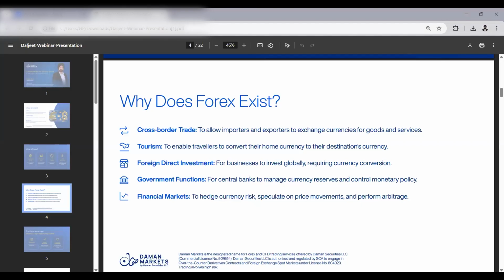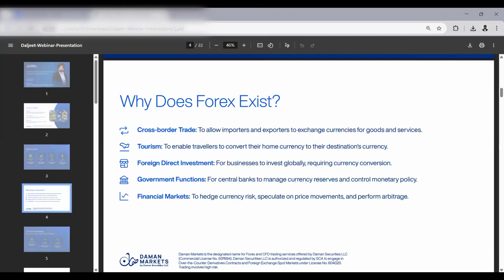When there is foreign direct investment, that is FDI, for any business to invest globally, forex is always required. Government functioning, for managing the central bank or reserve bank, again forex comes into the picture. And all the major financial markets, like hedge fund managers who basically control the financial market globally, also have the base of forex in it. So that is why this market exists.